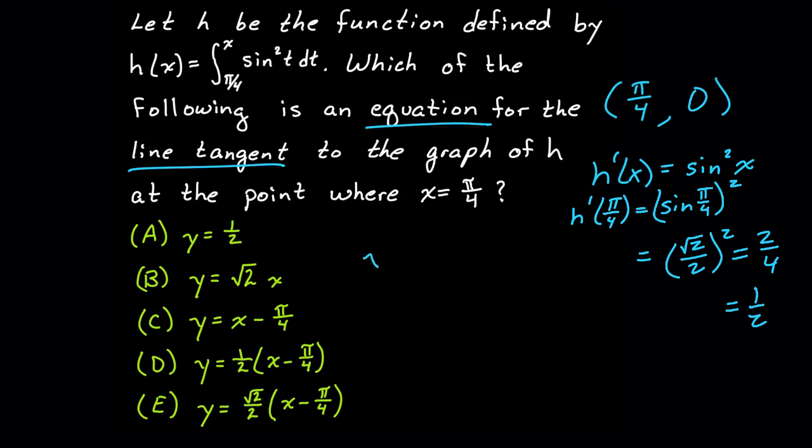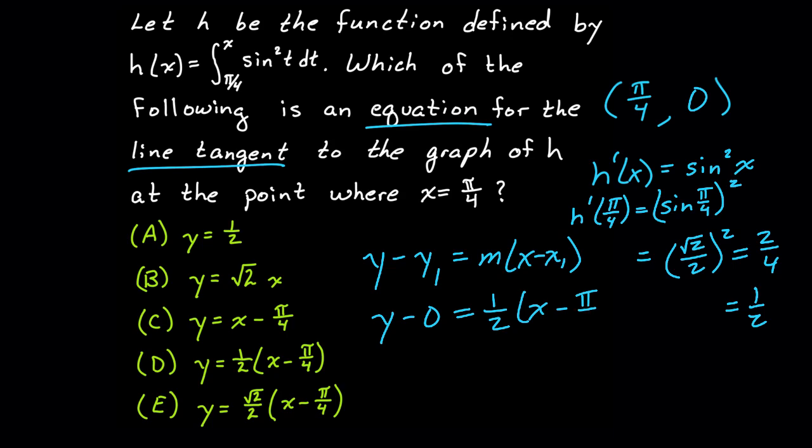So we can now fill into the equation of our tangent line where the y value is 0. M is your slope, which is your derivative. That's 1/2. X minus the x value, which is pi over 4. And y minus 0 is just y. So that gives us 1/2 parentheses x minus pi over 4.